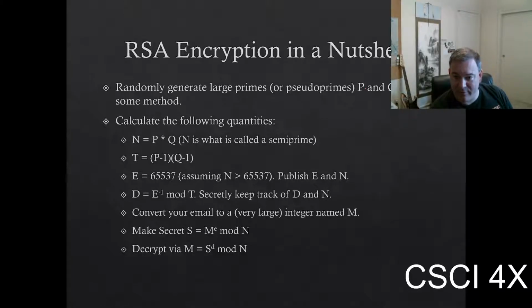So you start off by randomly generating P, randomly generating Q. Okay, so P and Q are primes. So you make a big old prime here, you make a big old prime here. That's the beginning.